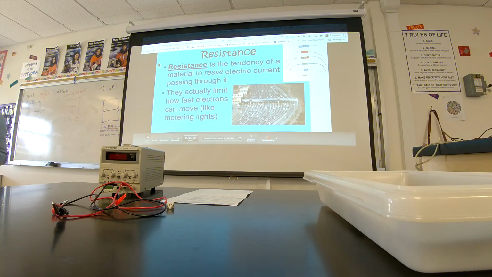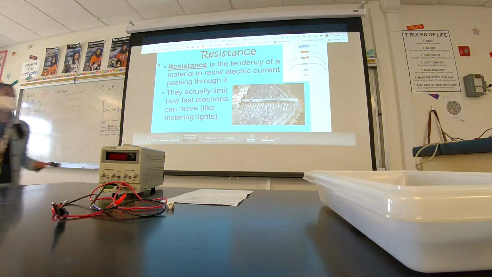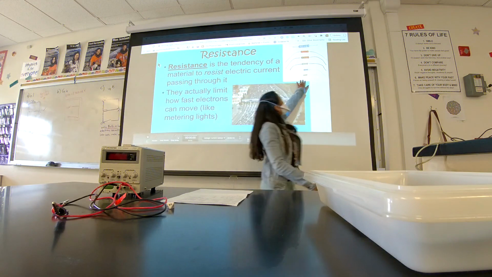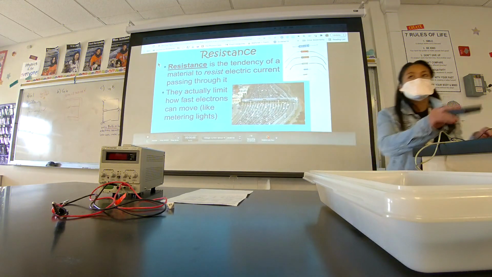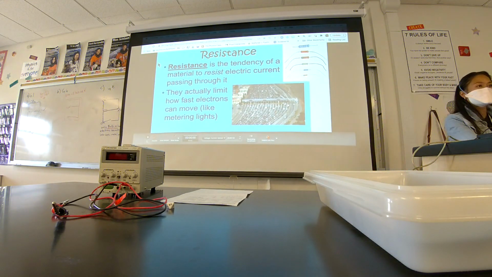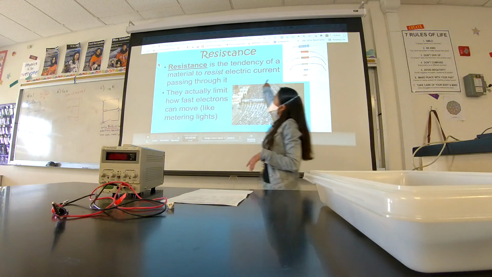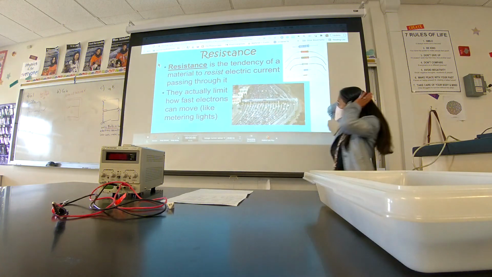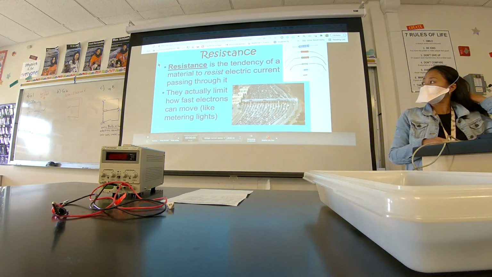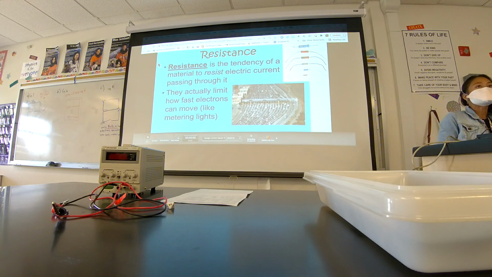Your light bulbs, or any appliance that you plug into an outlet to get electricity, those appliances and that light bulb is a resistor. But the resistors we're going to use today are going to be these little guys right here. So this is which one? Number 5, resistance is the tendency of a material to resist electric current passing through it. So it just slows things down.